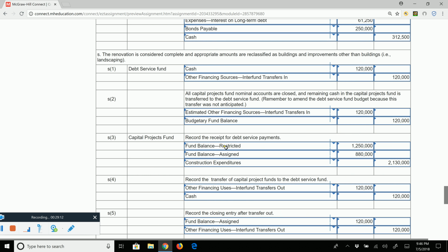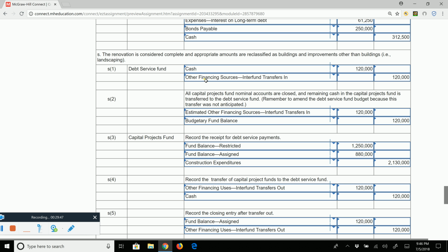The renovation is complete. So after all is said and done, there's $120,000 left over after the construction. So the capital projects fund is going to transfer the $120,000 out to the debt service fund. So journal entry S4 in the capital projects fund, debit other financing uses, credit cash, and the debt service fund S1, debit cash, credit other financing sources.